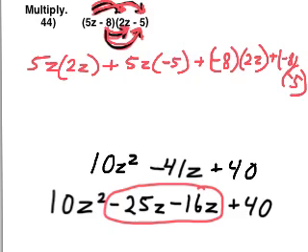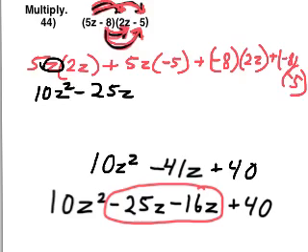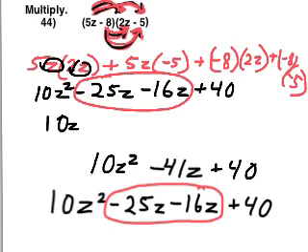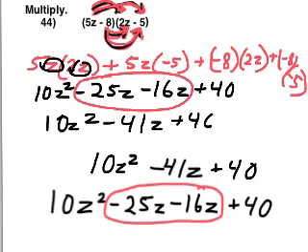Okay, 5z times 2z, 10z. 5z times a negative 5, negative 25z. Oh, this is z squared. See, look, I missed it. There's 2 z's there. Okay, negative 8 times 2z, negative 16z. Negative 8 times negative 5, 40. And then we're going to combine our like terms, and so we're going to end up with 10z squared minus 41z plus 40.